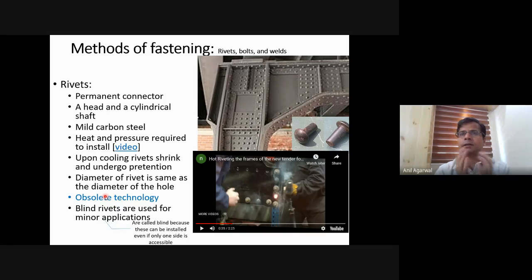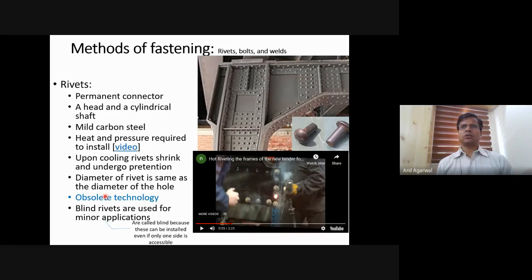The technology of rivets was very, very popular till almost the 1950s, but then suddenly it started to become less popular as more and more developments happened on the bolt side. I'll talk about the advantages and disadvantages of rivets versus bolts. One major advantage that bolts did not have before is the pre-tensioning of the bolts.